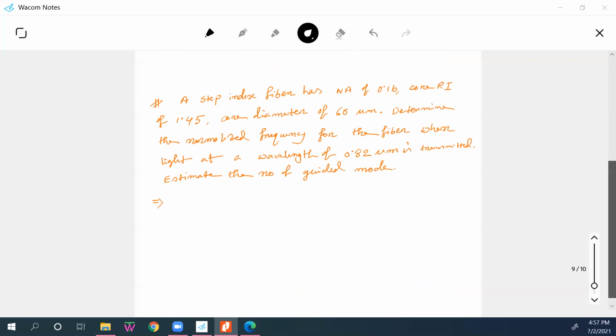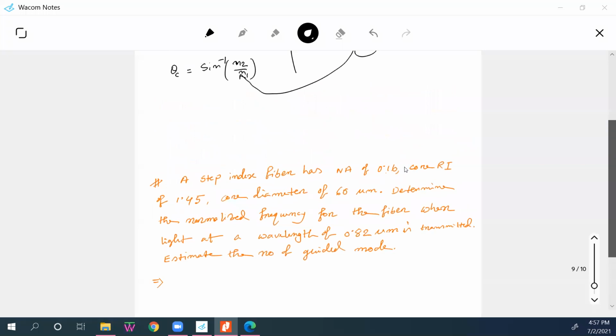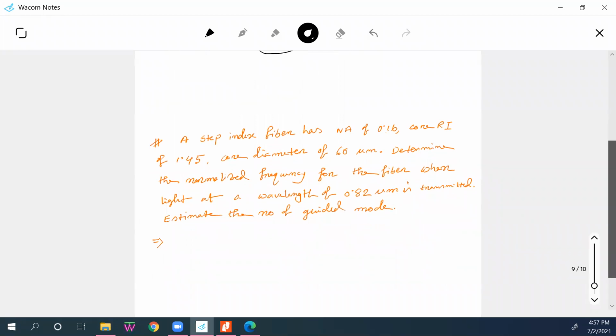A step index fiber has a numerical aperture of 0.6, and core refractive index, and so on. Core diameter is 60 micrometer. Determine the normalized frequency for the fiber when light at a wavelength of 0.82 micrometer is transmitted. Estimate the number of guided modes. It's a good one.